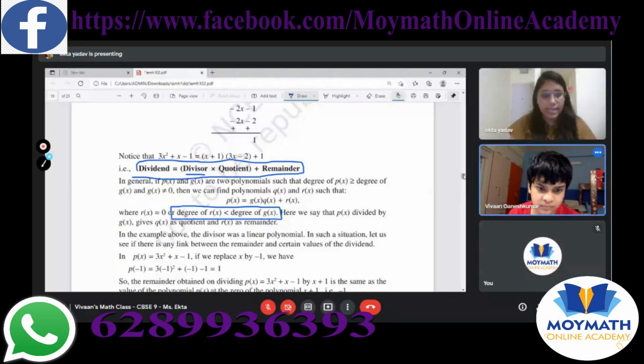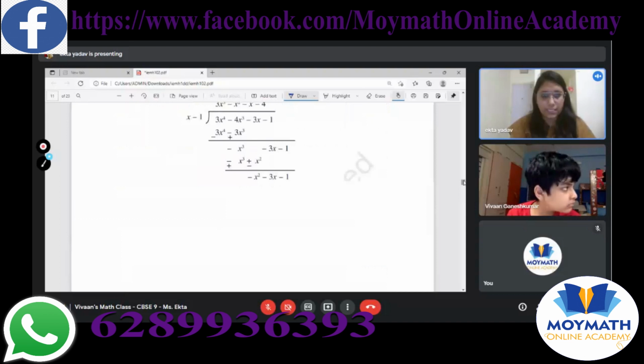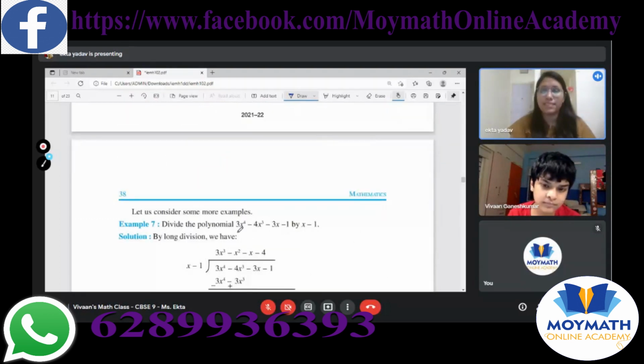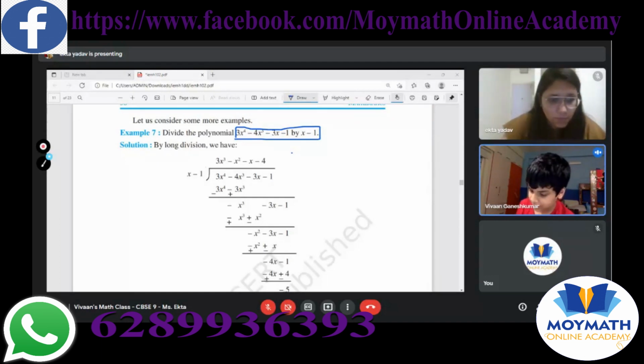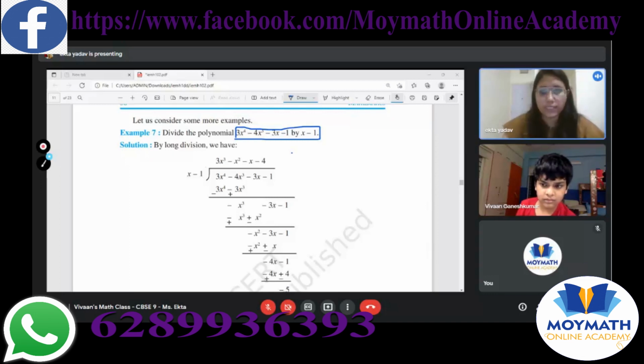Next sum, if you want, for practice. Take example number 7 and solve it. Ma'am, quotient is 3x cubed minus 1 minus 2 and remainder is 1. Okay, so let's check it out once. So we will put this into here.